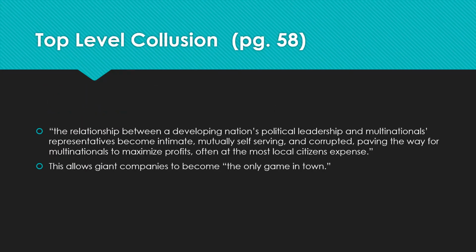So then let's hop over to page 58 where it talks about top level collusion. I'm not going to spend a lot of time on this, but it's important to realize that top level collusion is the relationship between a developing nation's political leadership and multinational representatives, and this is where their relationship becomes intimate, mutually serving, and corrupted, paving the way for multinationals to maximize profits, often at the most local citizens' expense.